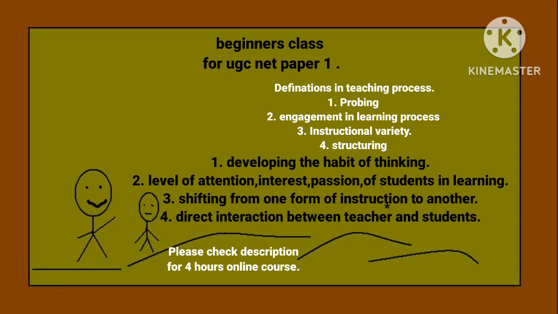Next, instructional variety. It is related to the instructor or the teacher. Instructional variety means shifting from one form of instruction to another. For example, first you are teaching a poem, then you have to teach a story. Teaching in the same instruction method can be boring for students and sometimes even for the teacher, so he has to shift from one form to another form.